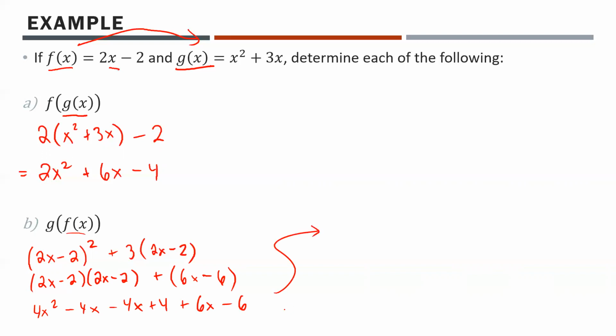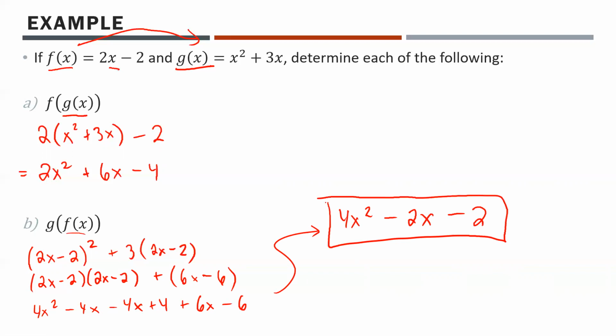Then I'll combine all my like terms here. For x squared, we only have the 4x squared, so we'll leave that as 4x squared. Minus 4x minus another 4x is minus 8x. And then minus 8x plus 6x is minus 2x. And then plus 4 minus 6, that's going to be minus 2. So right there, that is going to be our final answer. You don't have to factor it or anything like that. You can just leave it in expanded form. But there you go. That works quite well.